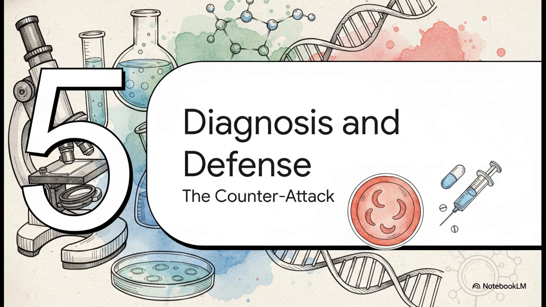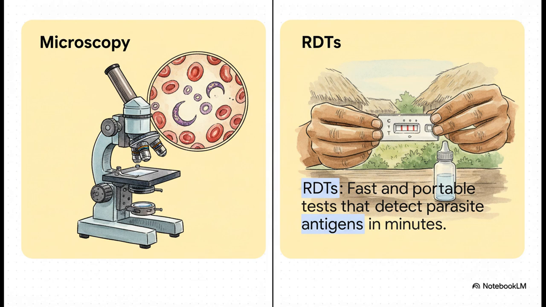So that's the invasion, and that's the damage it can cause. But for decades now, we've been developing our own counterattack. The battle against malaria is now fought in labs and clinics, with some pretty sophisticated tools for diagnosis and powerful drugs for treatment. Finding the intruder is always step one. The gold standard is still microscopy. A trained technician looks at a drop of your blood under a microscope to literally see the parasites. It's incredibly accurate.